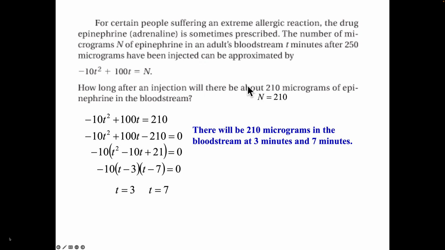So the IV, they inject it into the IV. In 3 minutes, there's 210 micrograms in there. It's still increasing. When it gets to somewhere in between, around 5 minutes, it's at 250. And then it starts to get absorbed by the blood, and then we're back in 7 minutes to 210. So two possible answers here.